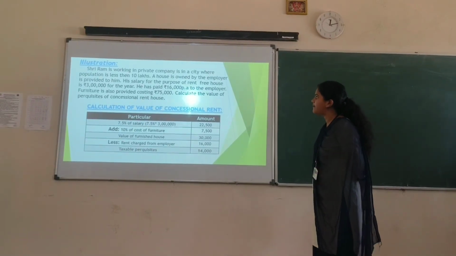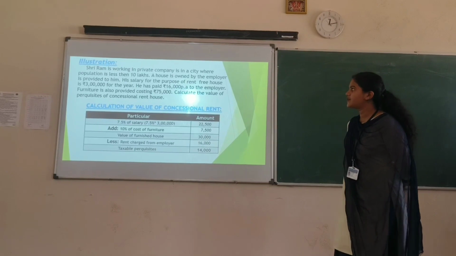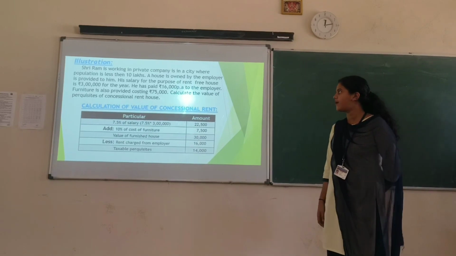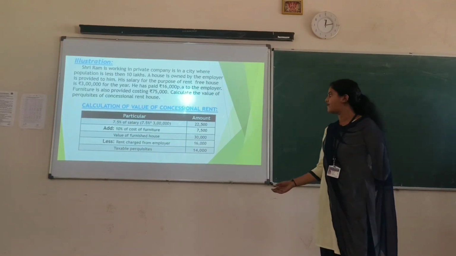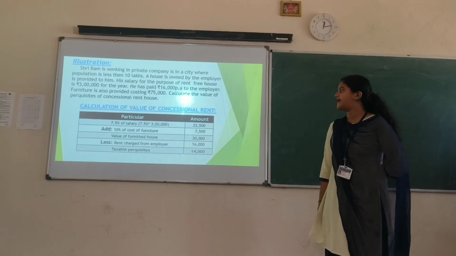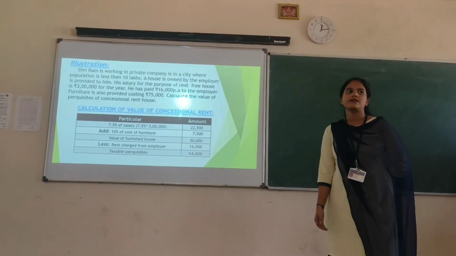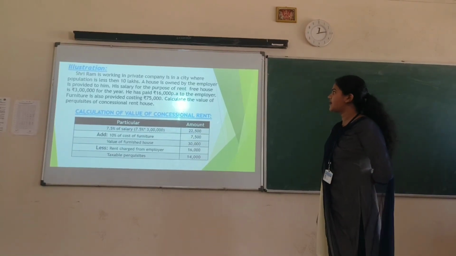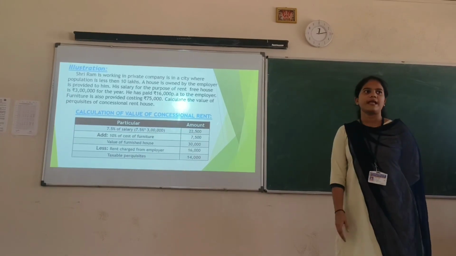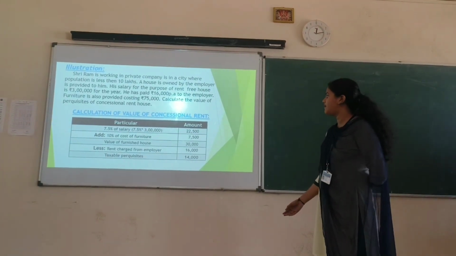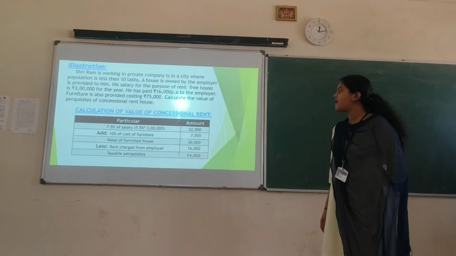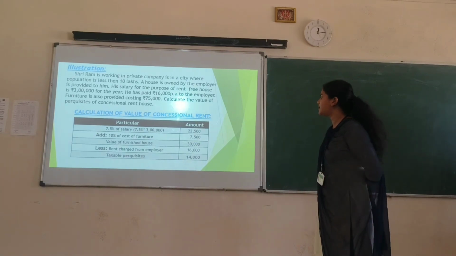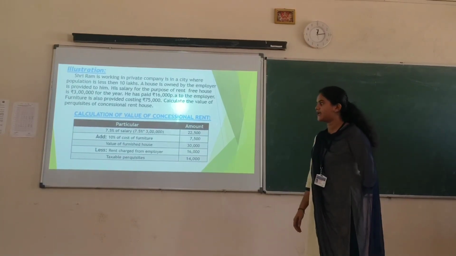7.5% of salary, it comes with population. If the population is less than 10 lakh, then we take 7.5% and the salary amount is 3 lakh. So we multiply and we get 22,500. Then add 10% of the cost of furniture, as in the format of rent-free accommodation. The furniture amount is 75,000. Then we multiply and we get 7,500. When we add, we get 30,000, that is the value of the furnished house. Then less rent charged by the employer, that is 16,000. Then we deduct and we get 14,000, that is the taxable perquisite.